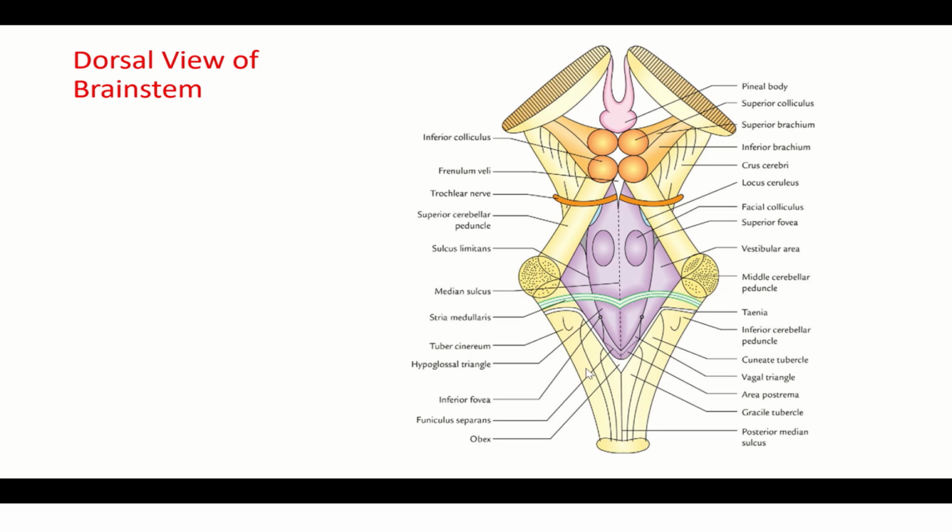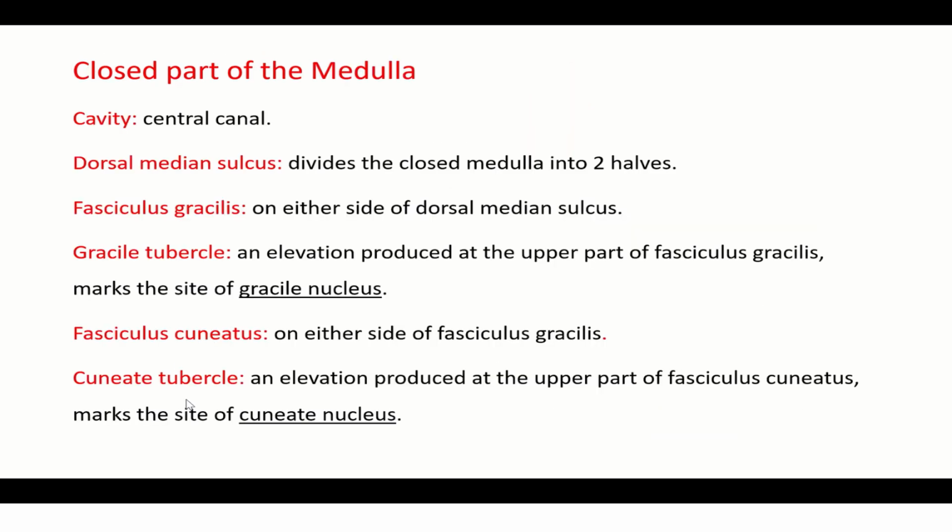and this will be the cuneate tubercles. And here you can see the tuber cinereum. So the cuneate tubercle is an elevation produced at the upper part of the fasciculus cuneatus. This marks the site of the cuneate nucleus.